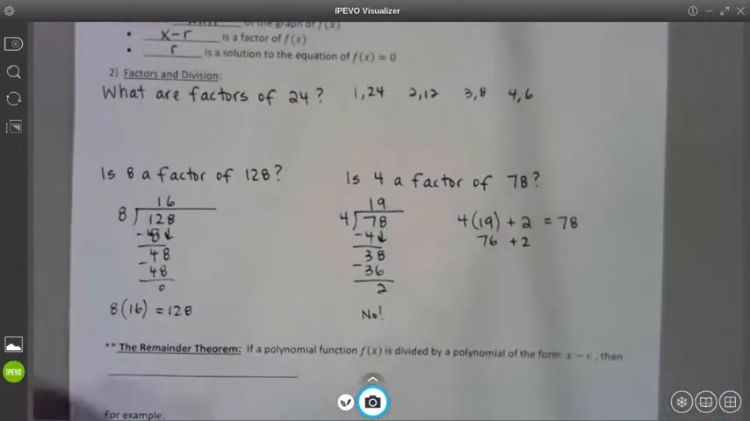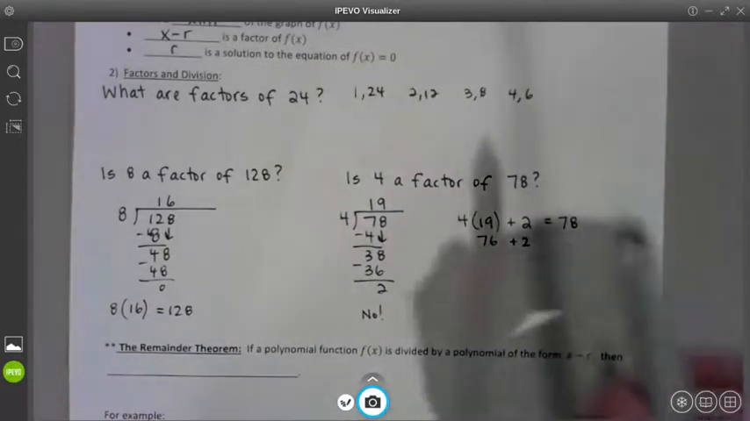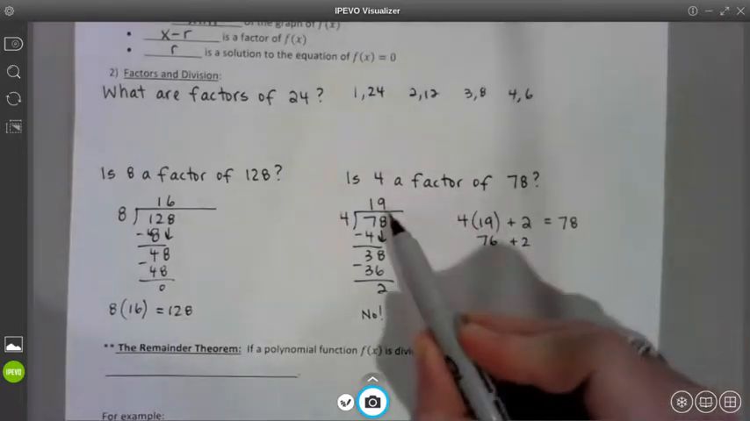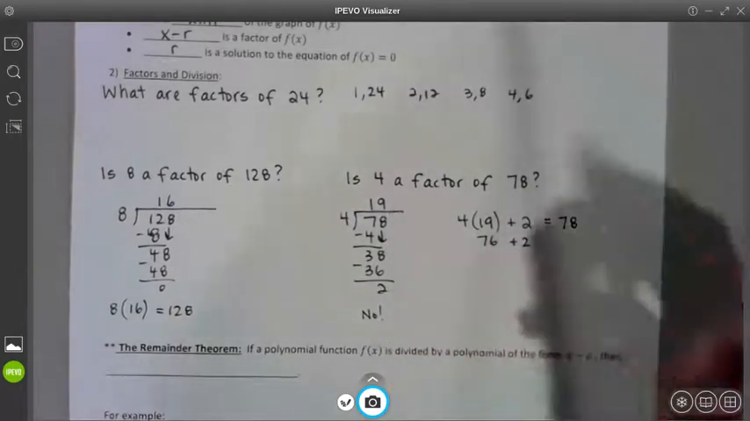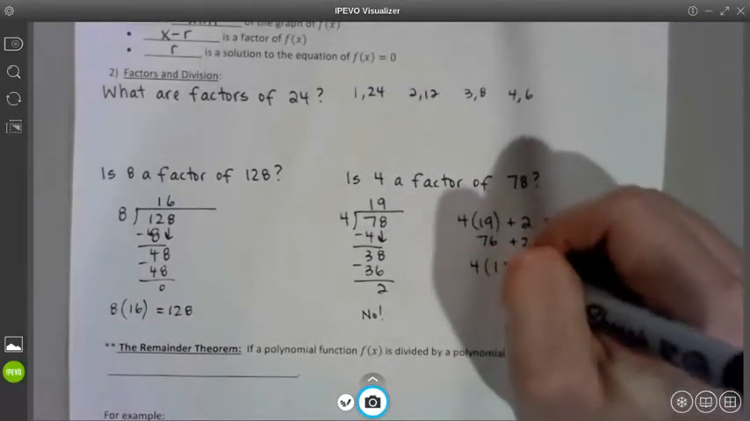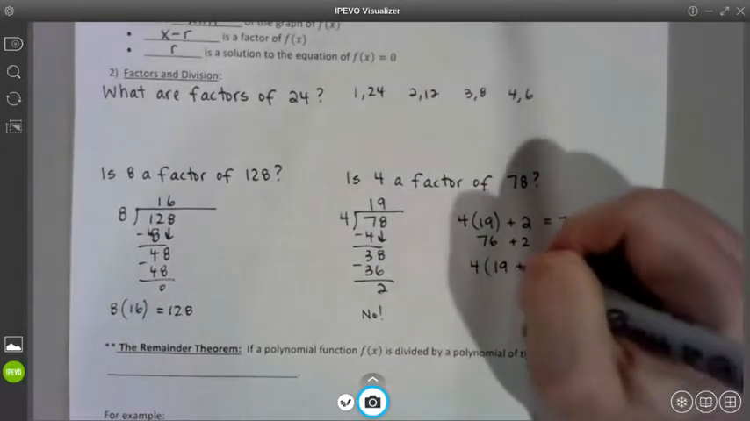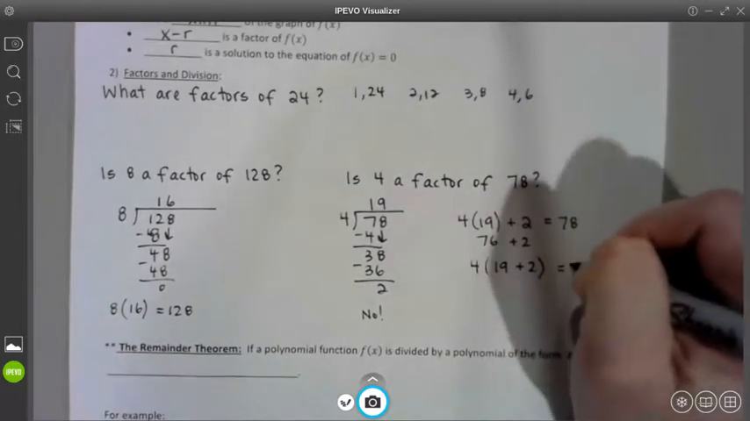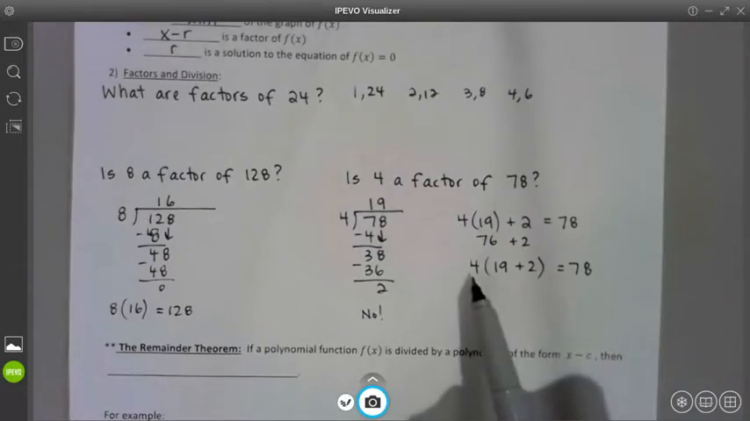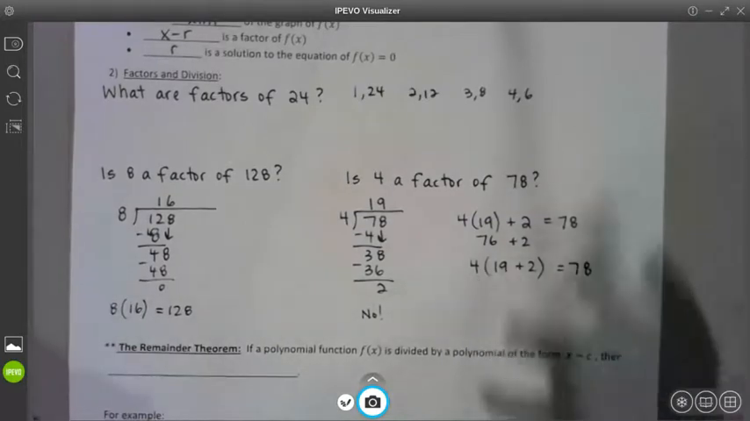But if you remember when you were long dividing polynomials in Algebra 2 last year, a lot of times they want the remainder to be written as part of the answer, as part of one expression. So we can't just say, oh, well then 4 times 19, our answer, plus 2 left over will get us back to 78, right? Because that's going to be 21, and 21 times 4 is 84. So you can't write it like that.